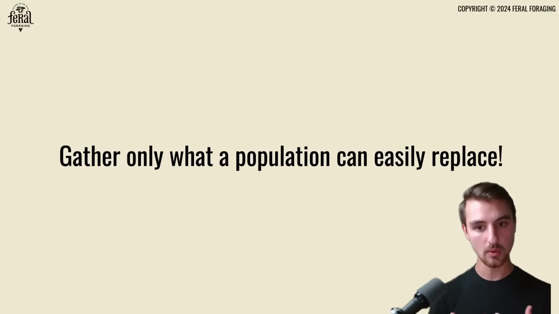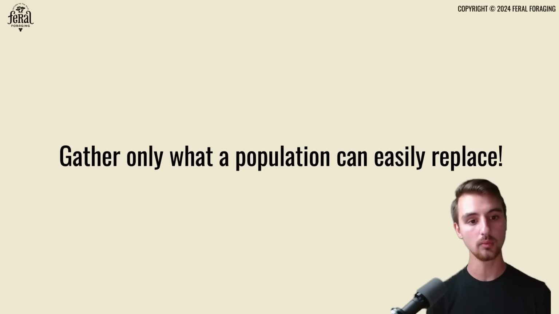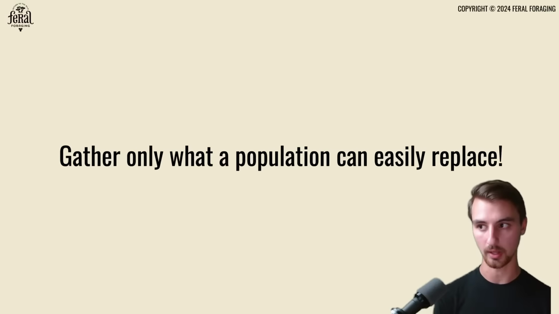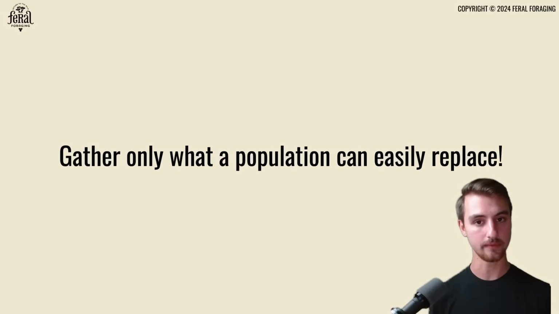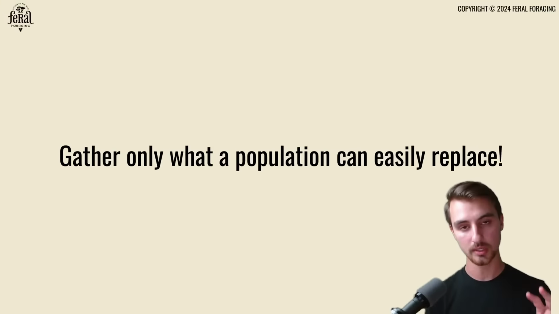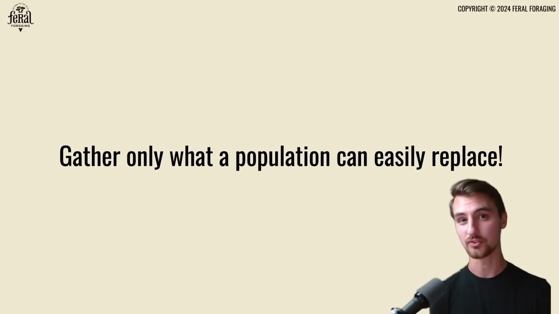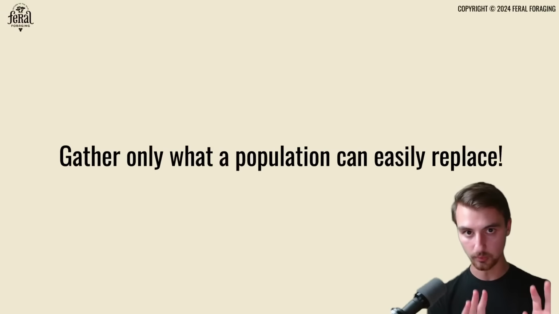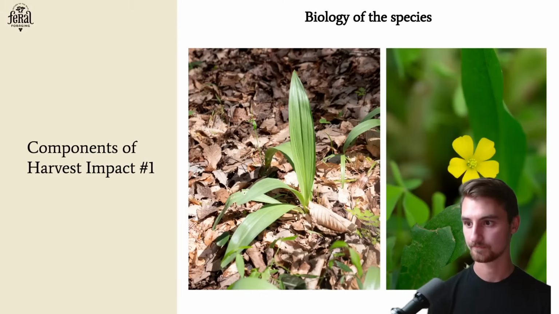So what it really comes down to is gathering only what a population can easily replace. And that is going to vary from plant species to plant species based on 2 different factors, which is 1, the biology of the plant, and 2, what we're harvesting. So let me show you how those things line up. This is really important. Stick with me on this one.